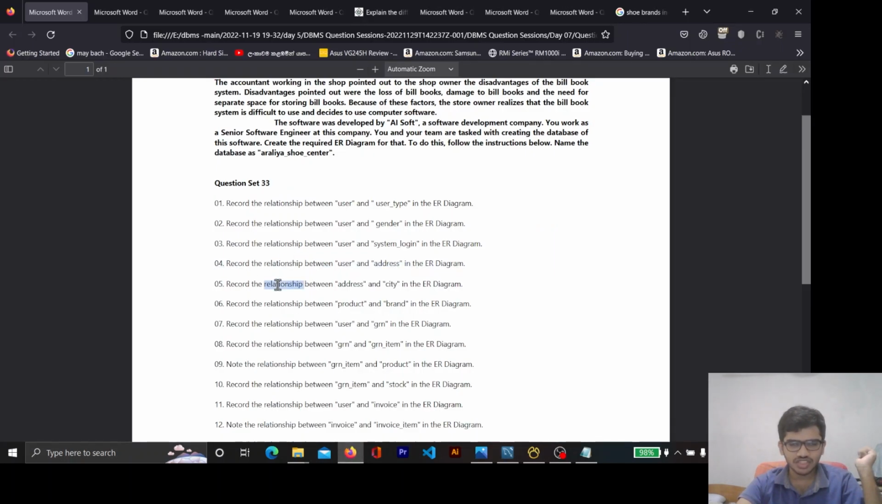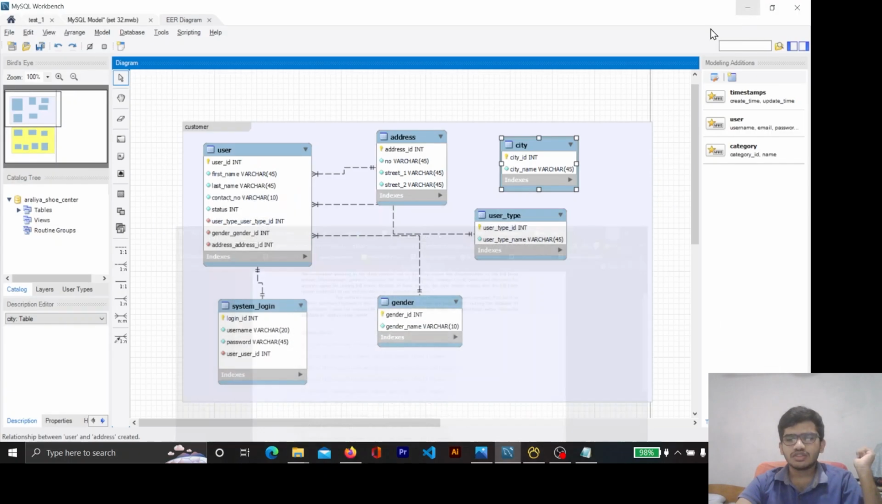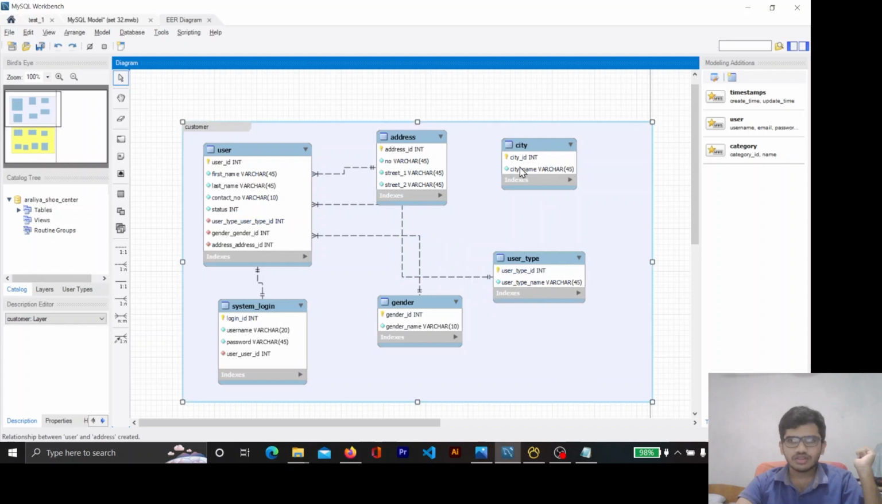The fifth question suggests that we have to find the relationship between address and city. Suppose there are 10 addresses from the same city, Anuradhapura. So Anuradhapura city is repeating here. What we do is we create a separate table called city and give Anuradhapura a city ID, and only the city ID is repeating in the address table.